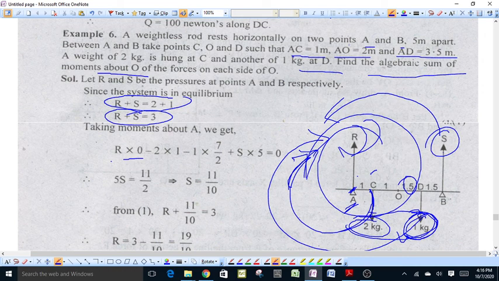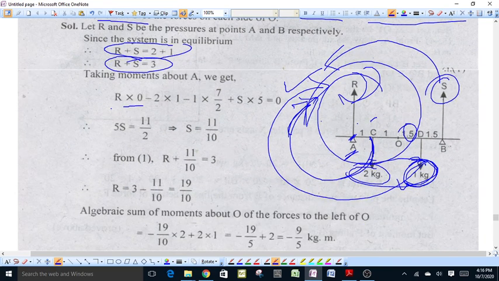Now, R into 0 minus 2 into 1 minus 1 into 7 by 2 plus S into 5 will be equal to 0, because system is in equilibrium. Therefore, net moment of all the forces about any point in this plane will be equal to 0. By solving this equation, S comes out to be 11 by 10. By putting in the first equation, R will be equal to 19 upon 10.